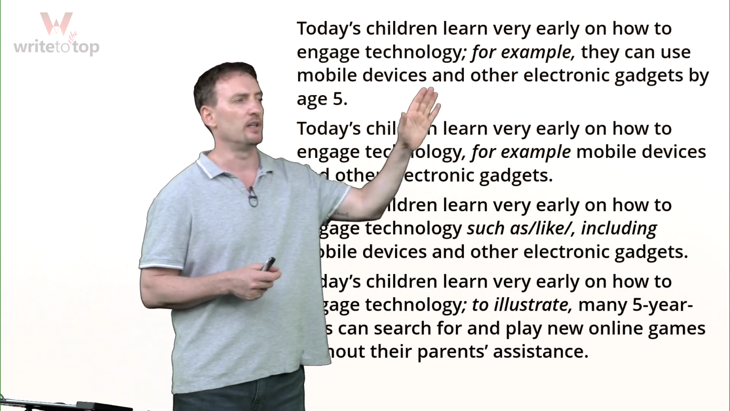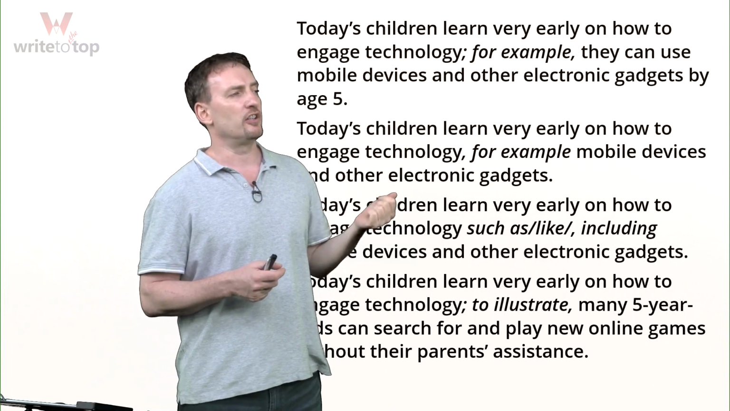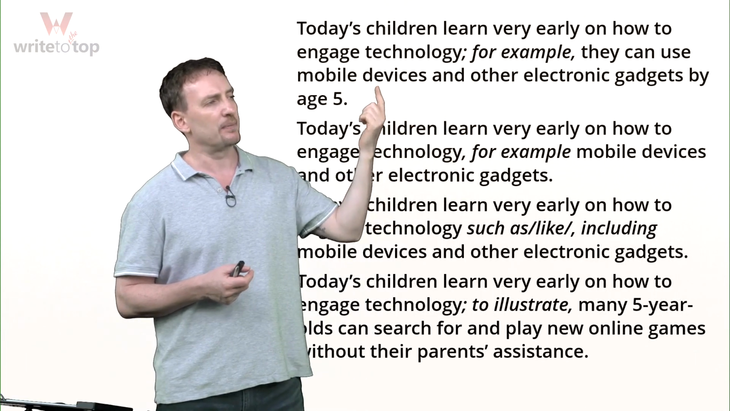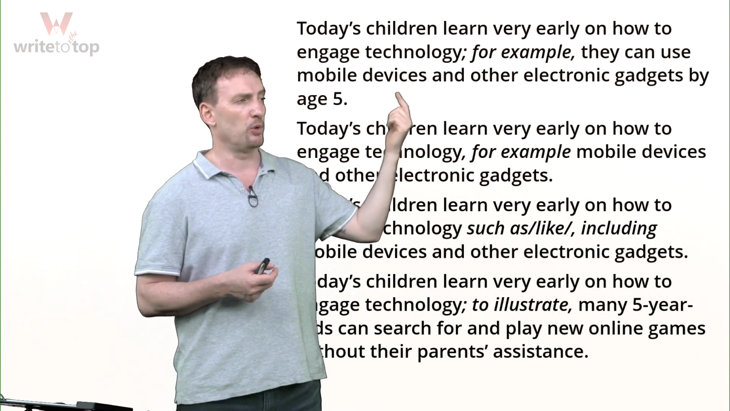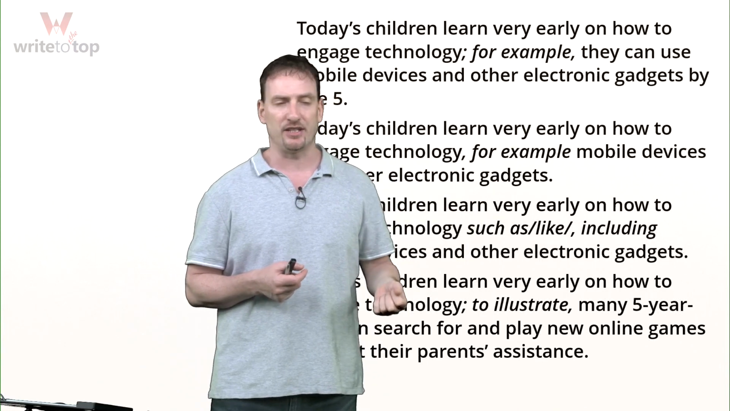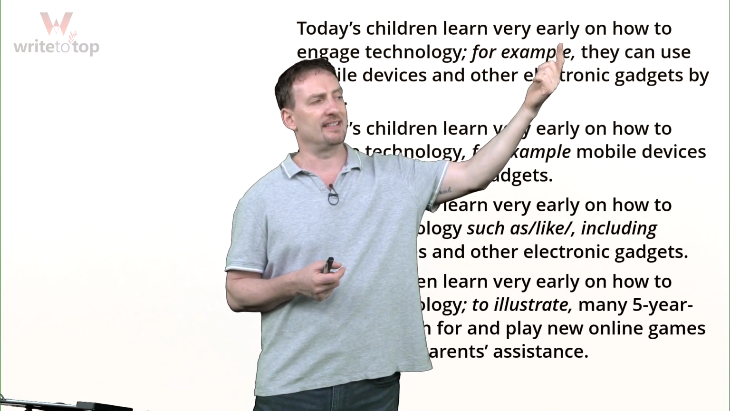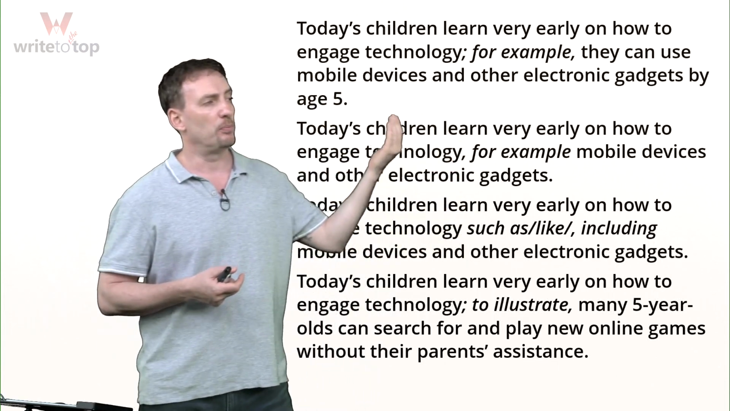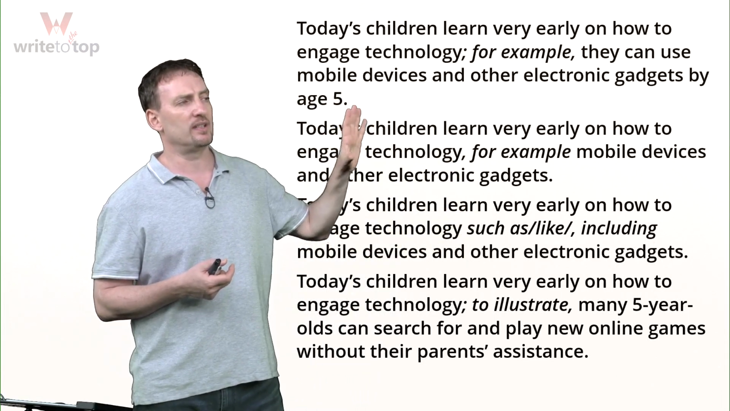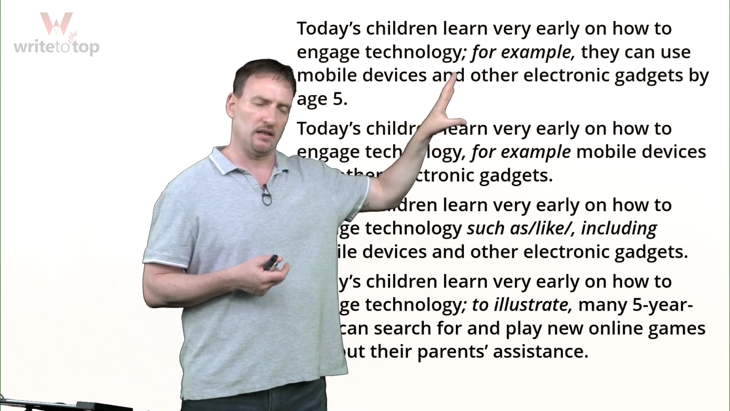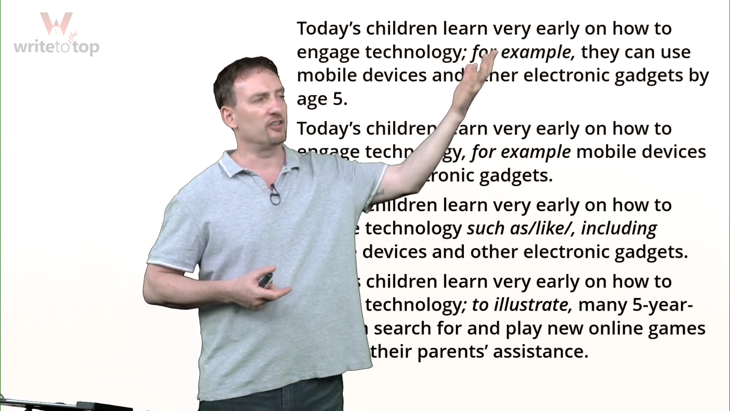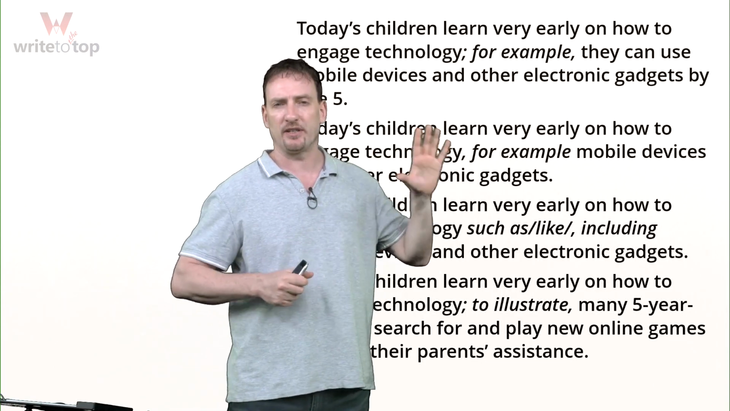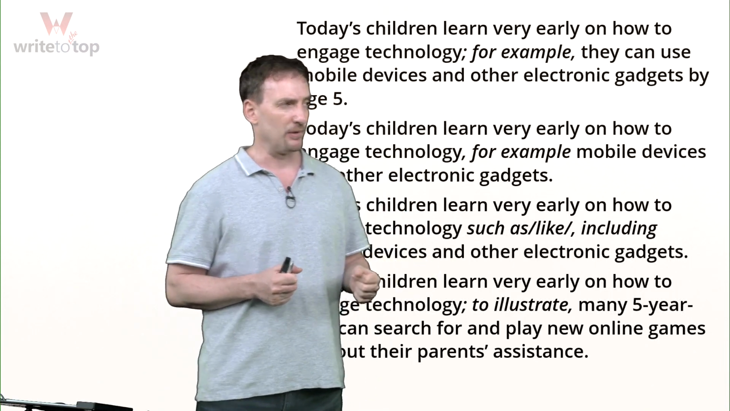So let's go back to the first one. Today's children learn very early on how to engage technology. So what am I giving you an example of here? Firstly, I'm giving you an example of the technology, mobile devices and other electronic gadgets. And then I'm giving you an example of early on. When is early on? At what age? So by age 5. So I'm giving you two examples of two things. Well, technology is the thing, and early on is a situation. Okay, so essentially things and situations I'm going to use, for instance, for example.